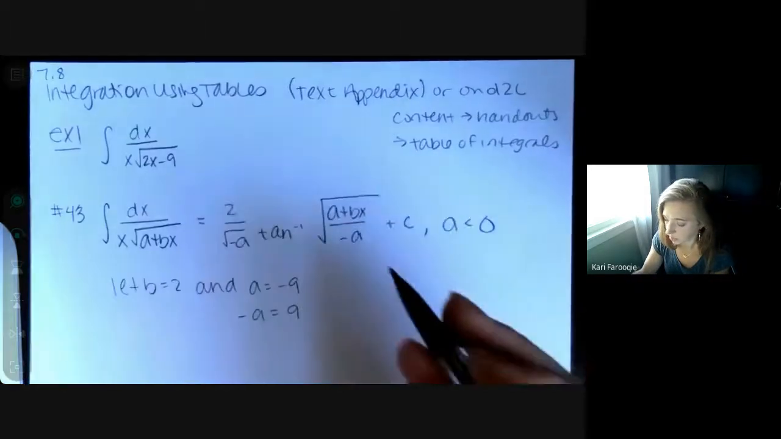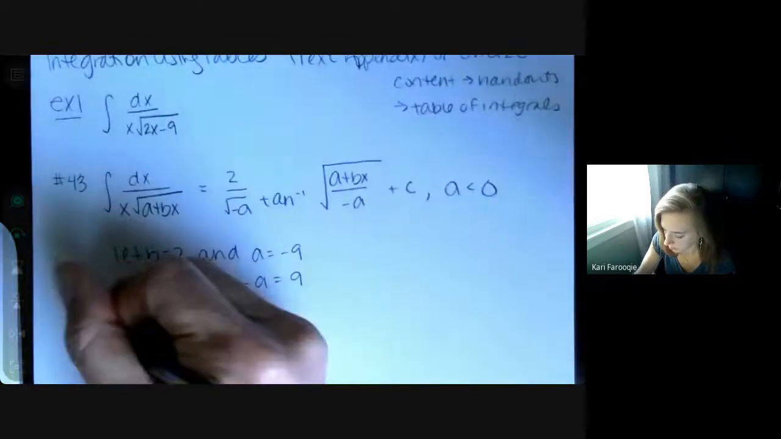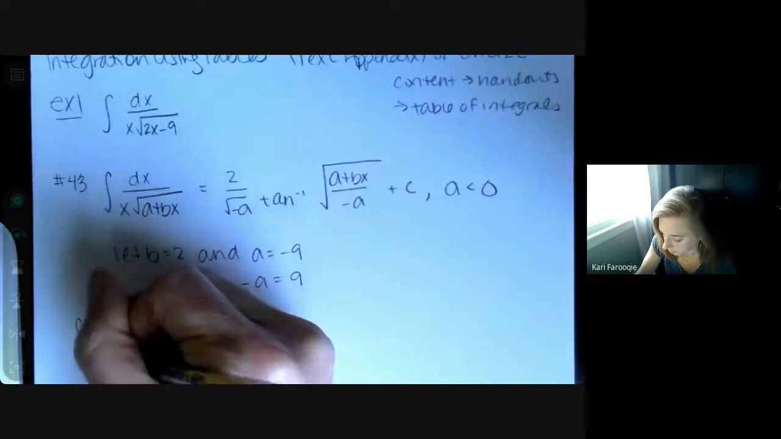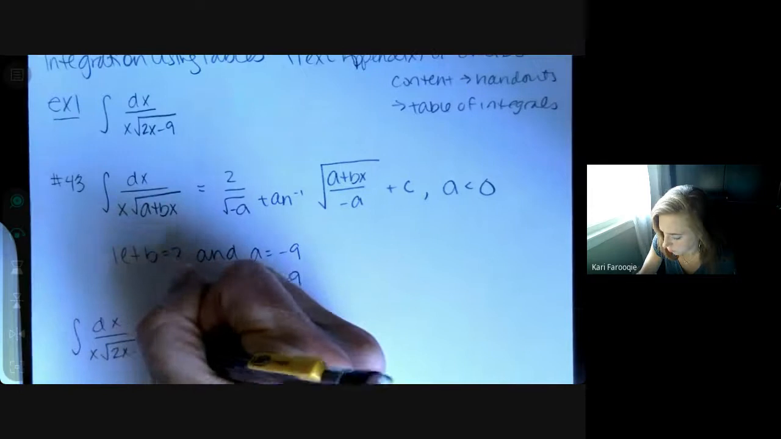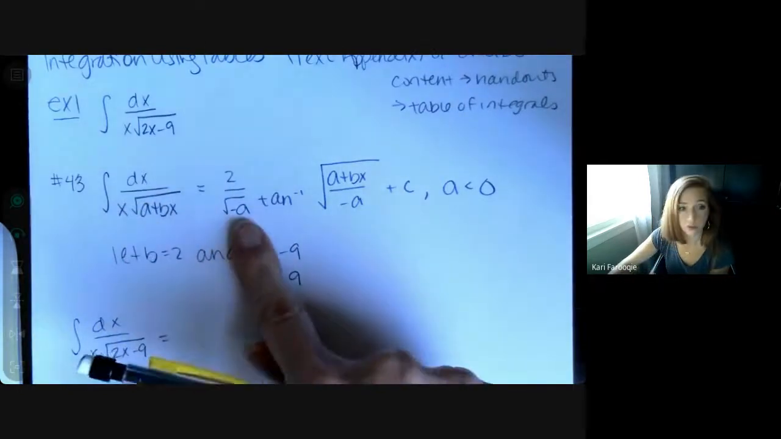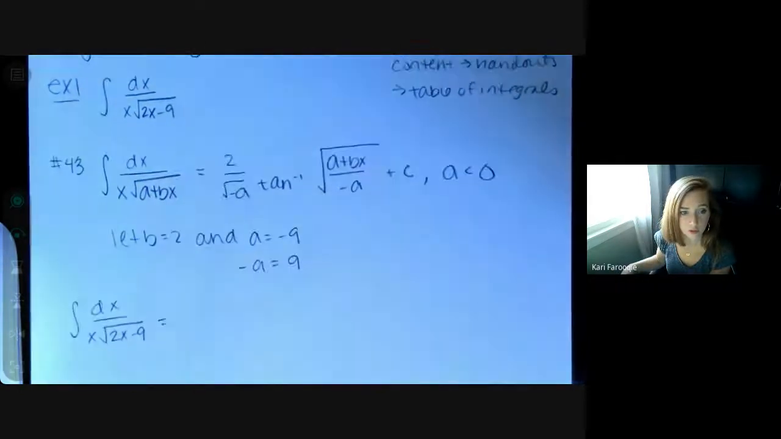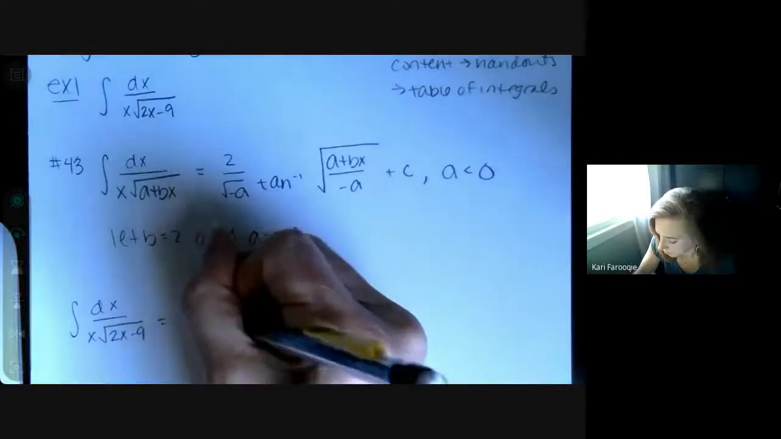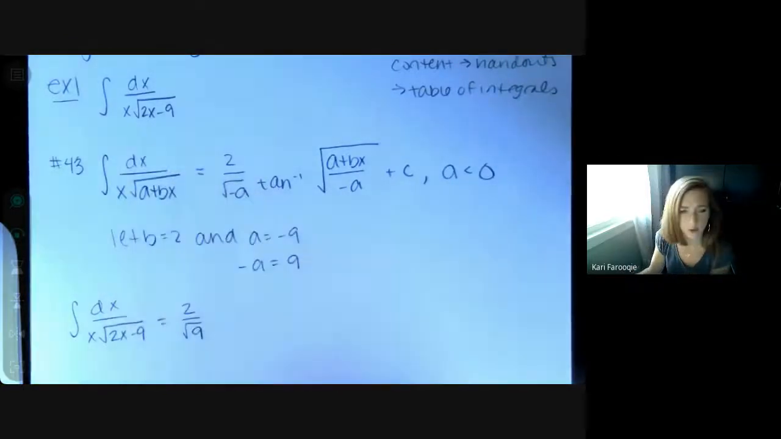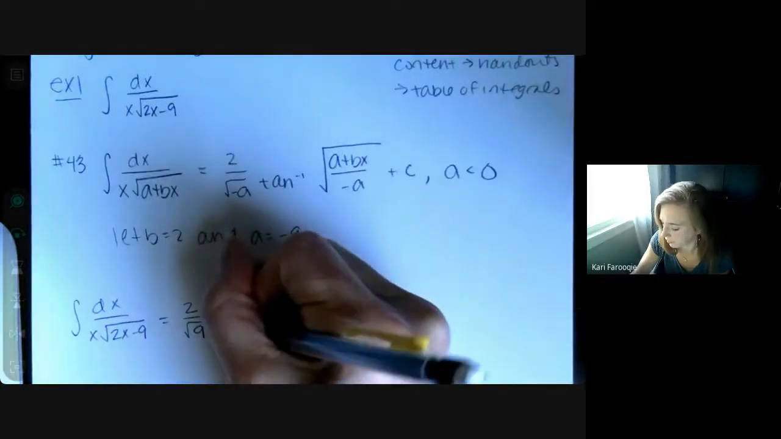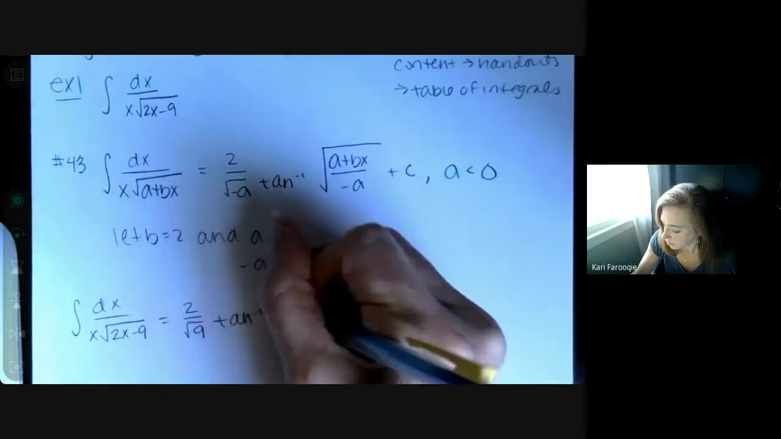So let's go ahead and write our integral. So this is the integral of dx divided by x times the square root of 2x minus 9. So we're doing 2 divided by the square root of negative a. So 2 divided by the square root of 9. We'll simplify that in a minute. Times the inverse tangent of.